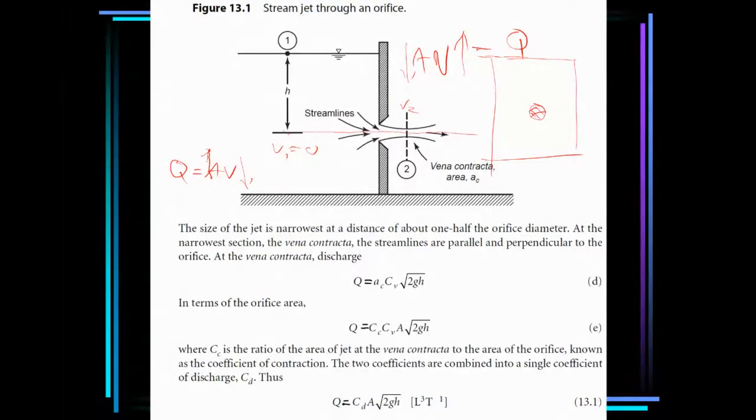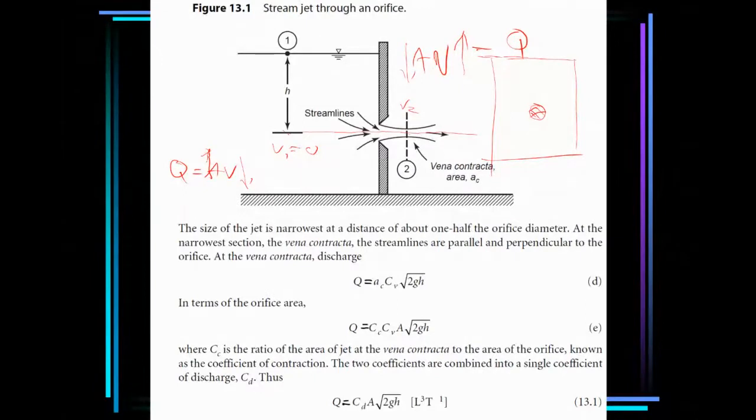So now the size of the jet is narrowest at a distance of about half the orifice diameter. If this is the orifice diameter, at a distance of about half the orifice diameter, it is called the vena contracta. You consider at this point it is higher, and then it becomes compressed, and then it enlarges.